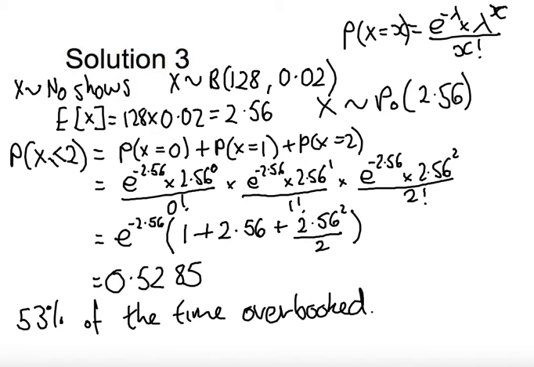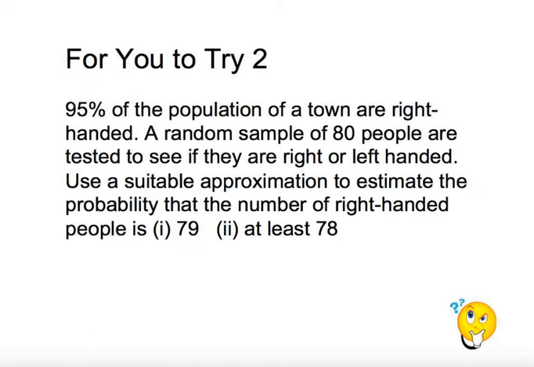Okay, well I hope that all made sense, because now there's one for you to try out for yourself. So, 95% of the population are right-handed. A random sample of 80 people were tested to see if they're right or left-handed. Use a suitable approximation to estimate the probability that the number of right-handed people is 79, or part 2, at least 78.